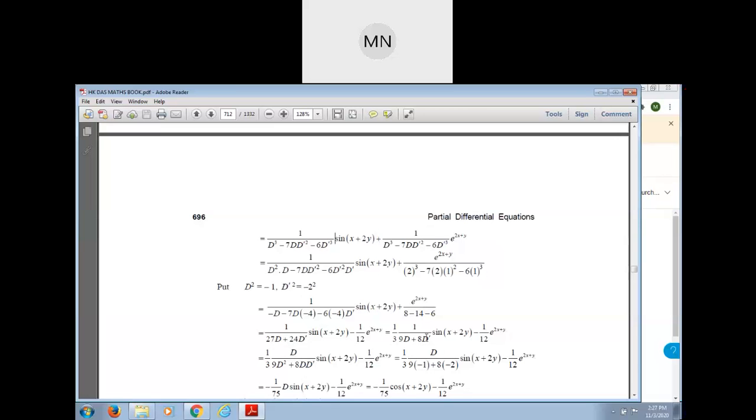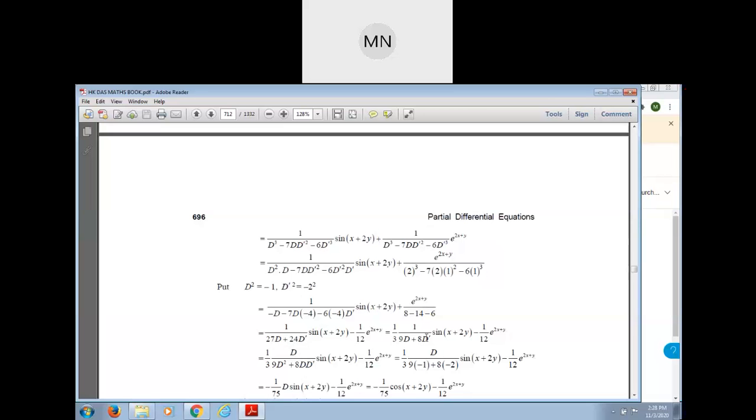Now, D square will be what? Minus 1, because D square is minus 1 square and it will be minus 1. And D dash will be what? It is minus a into b. Here a is 1 and b is 2.